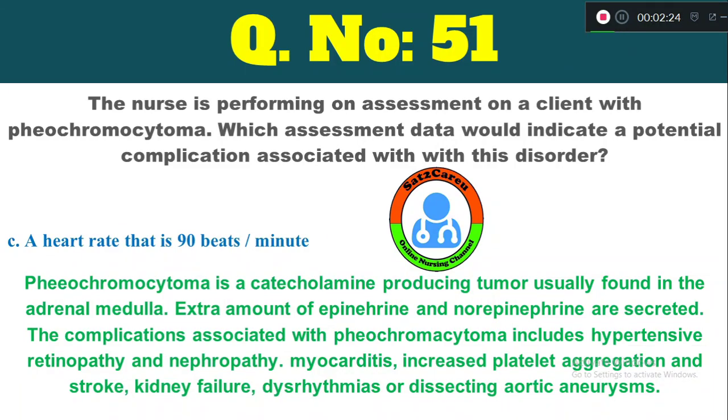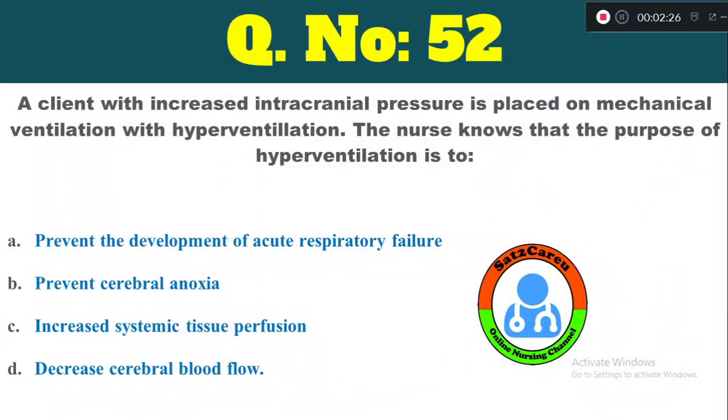Now let's see question number 52. A client with increased intracranial pressure is placed on mechanical ventilation with hyperventilation. The nurse knows that the purpose of hyperventilation is to: option A, prevent the development of acute respiratory failure. Option B, prevent cerebral anoxia. Option C, increase systemic tissue perfusion. And option D, decrease cerebral blood flow.